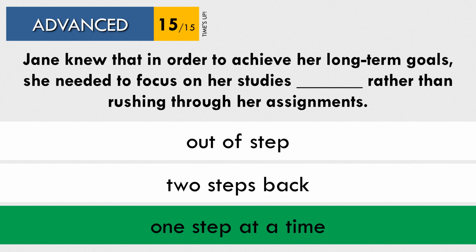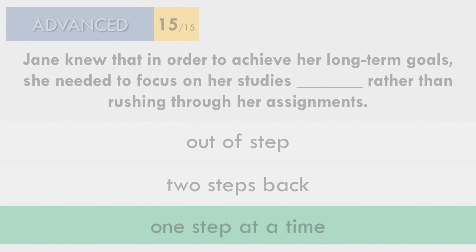The correct answer, one step at a time. Jane knew that in order to achieve her long-term goals, she needed to focus on her studies one step at a time rather than rushing through her assignments. When you do something one step at a time, you do it slowly and gradually.